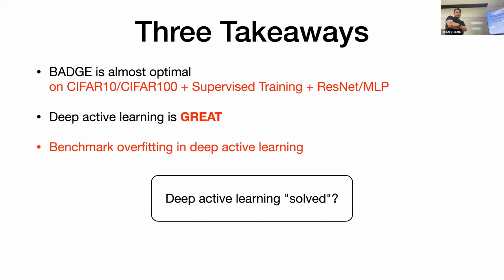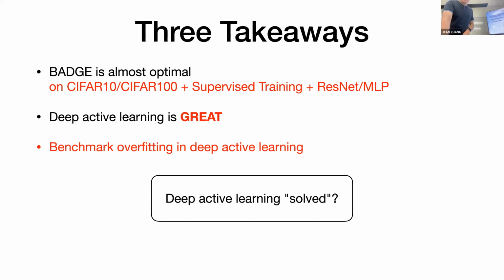So the 3 takeaways for active learning researchers are: BADGE is almost optimal on this benchmark we have been evaluating against, using supervised training and ResNet. People probably should spend their smart time on something else like LabelBench, not that benchmark. And we also show that active learning is great now. It's not useless. Really, over the past 5 years or more, we have been overfitting to the benchmarks.